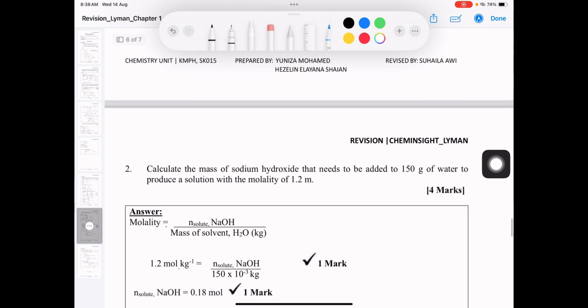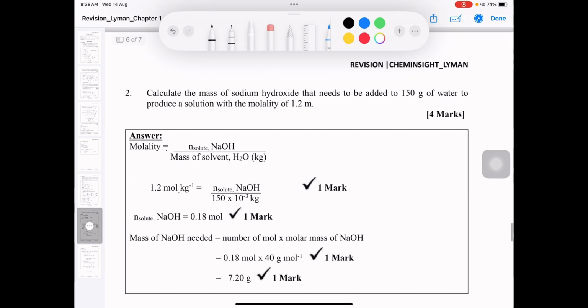Okay, question number 2 is the concentration. Okay, calculate the mass of sodium hydroxide that needs to be added to 150 gram of water to produce a solution with the molality 1.2 molal. So given the molality is 1.2.